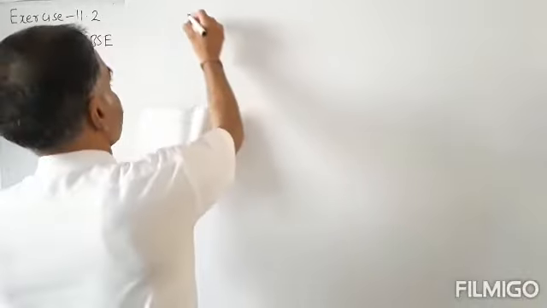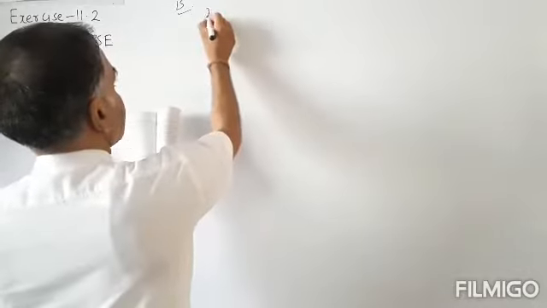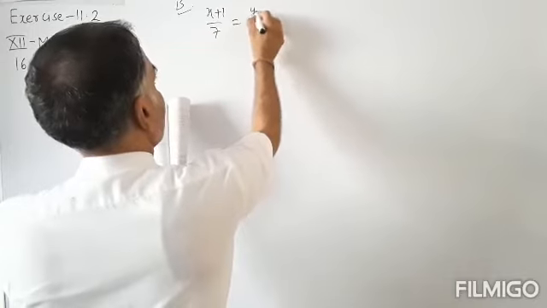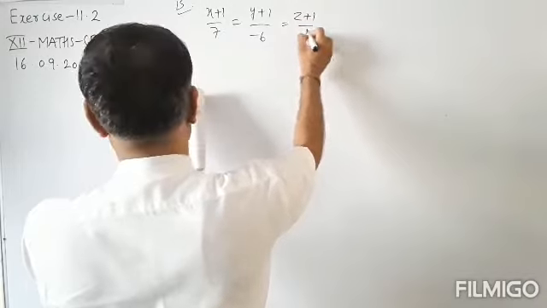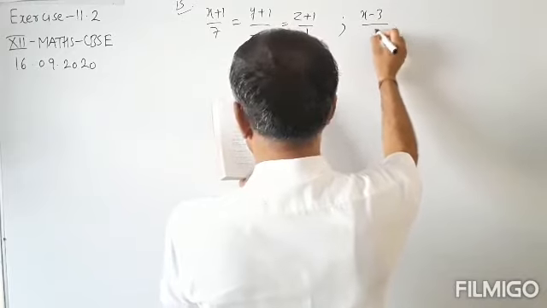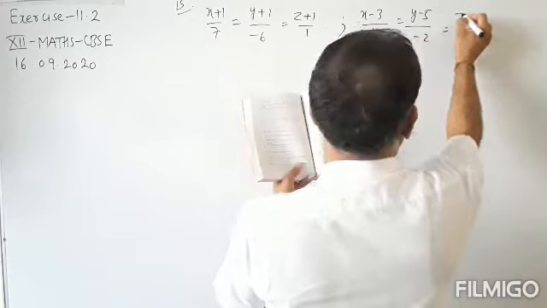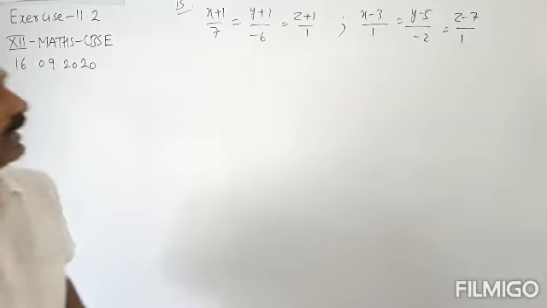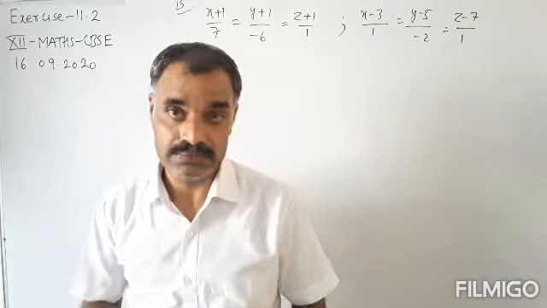This is question number 15. Given lines are (x plus 1) upon 7 is equal to (y plus 1) upon minus 6 is equal to (z plus 1) upon 1. This is the first equation, and the second equation is (x minus 3) upon 1 equals (y minus 5) upon minus 2 equals (z minus 7) upon 1. These are two equations of lines.